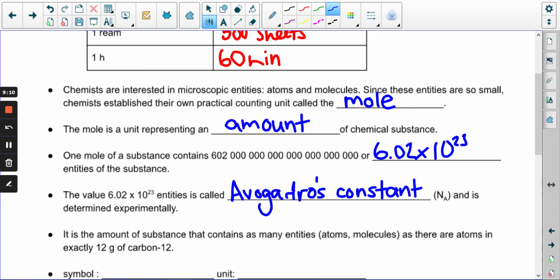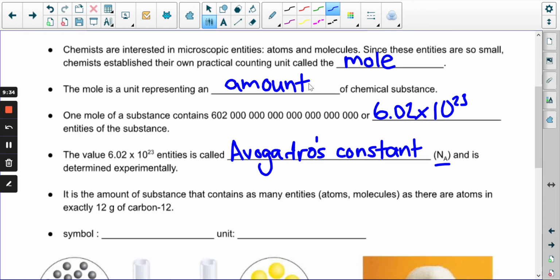And I mentioned right here, the symbol for this is N with a small a beside it. So capital N and as a subscript, an A. And I will show you how we use this in an actual question in just a few minutes. So this number or this value is determined experimentally. We're not going to go into the experiments that actually found this number out, but it is equal to the amount of substance that contains as many entities, another name for that is atoms or molecules, as there are atoms in exactly 12 grams of carbon-12.